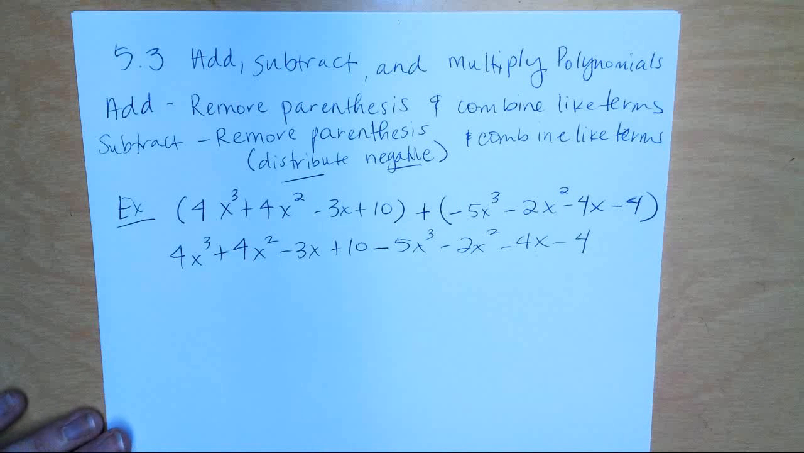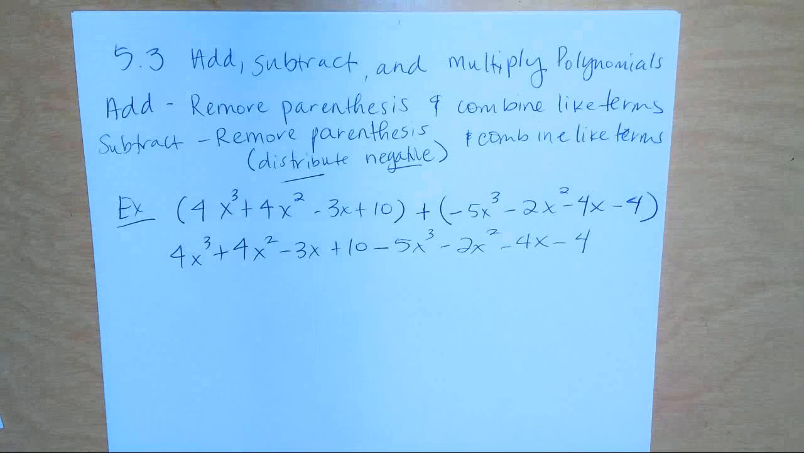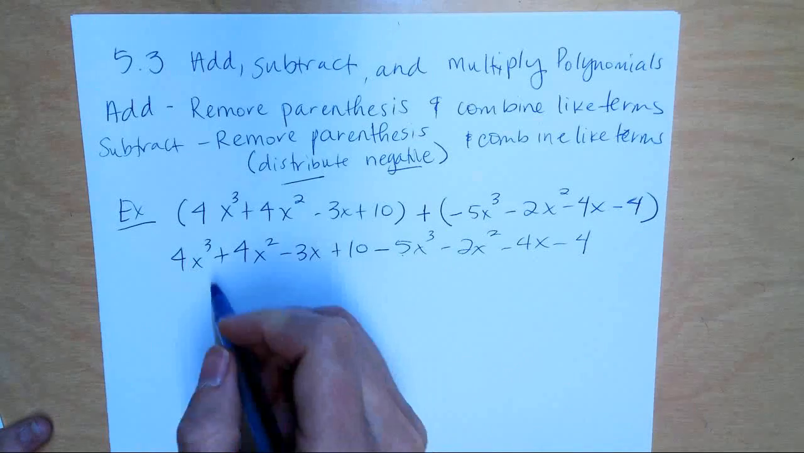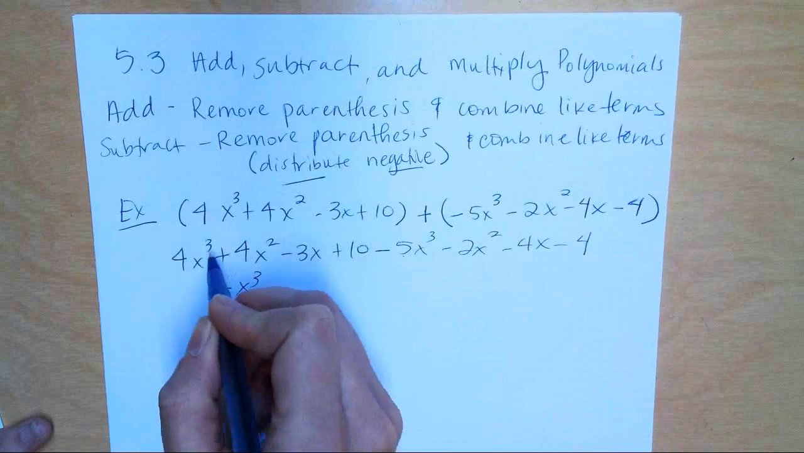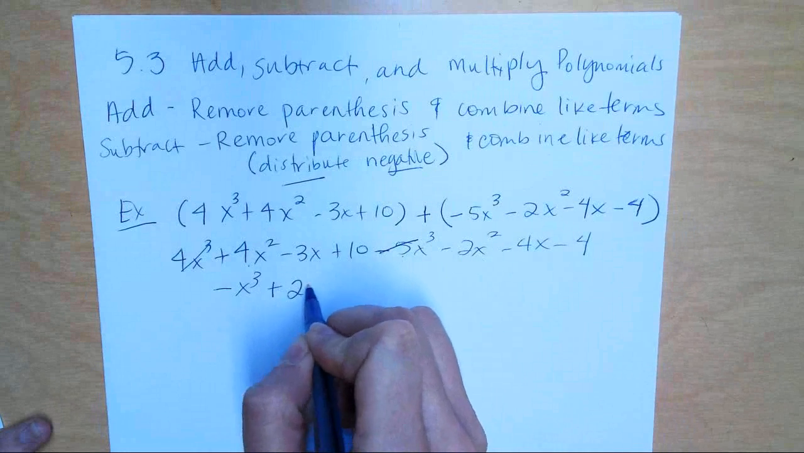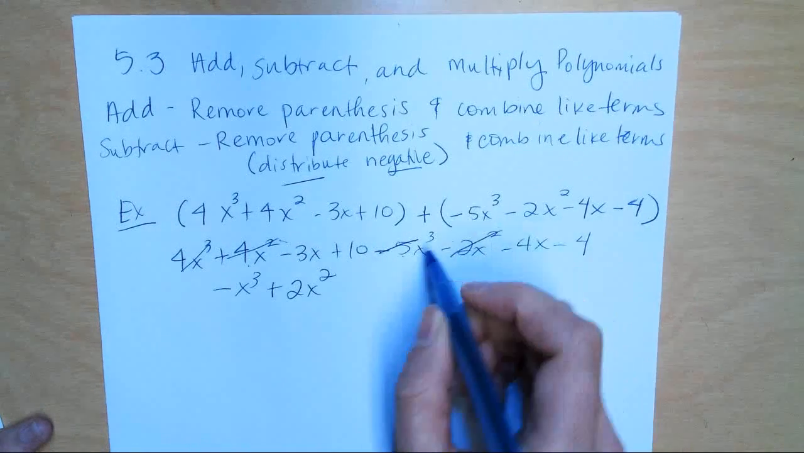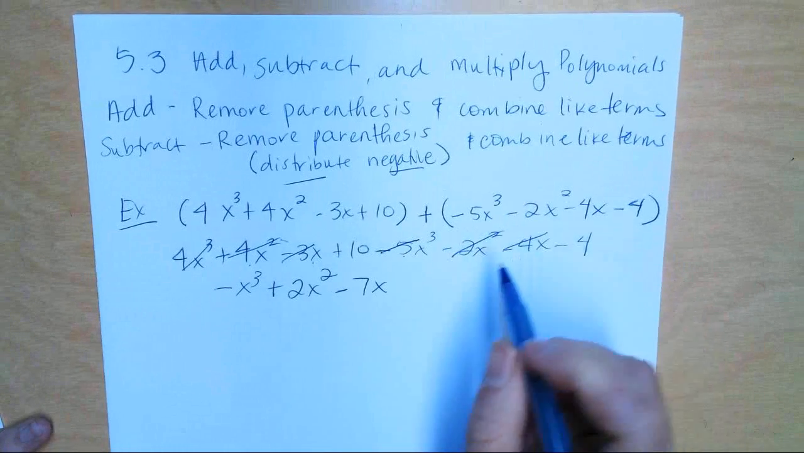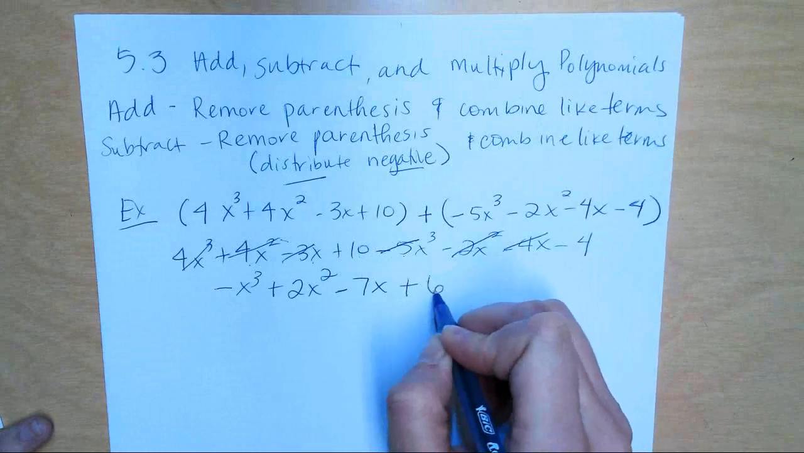And then from this one, I can combine like terms. Someone tell me how you would combine like terms. Find the ones where their exponents match, right, and add them. I think that's what you're trying to say, right? Okay, awesome. So we would have 4x cubed minus 5x cubed. What is that? Negative x cubed. Then we have 4x squared minus 2x squared is 2x squared, yes. Negative 3x minus 4x is negative 7x. 10 minus 4 is 6, right.